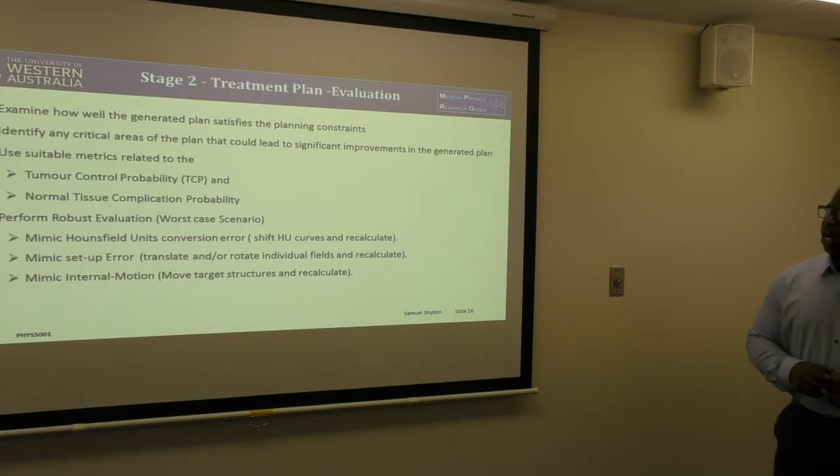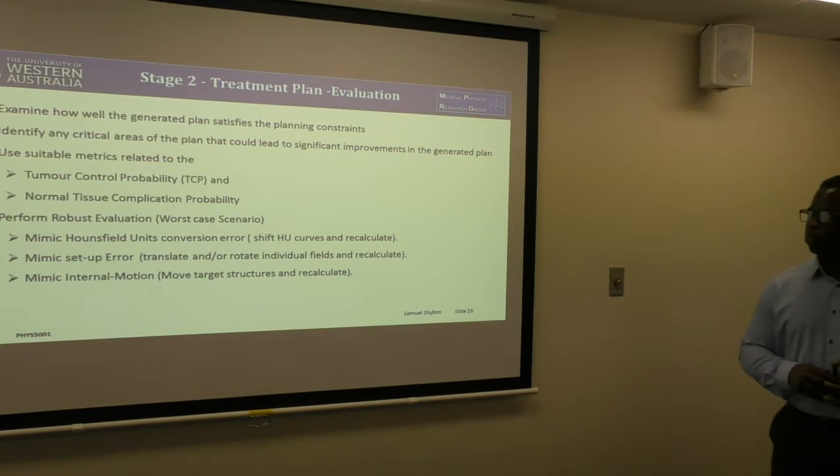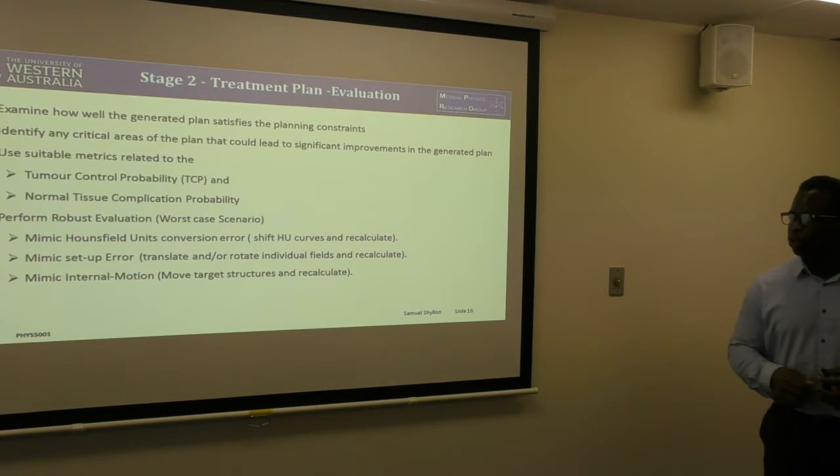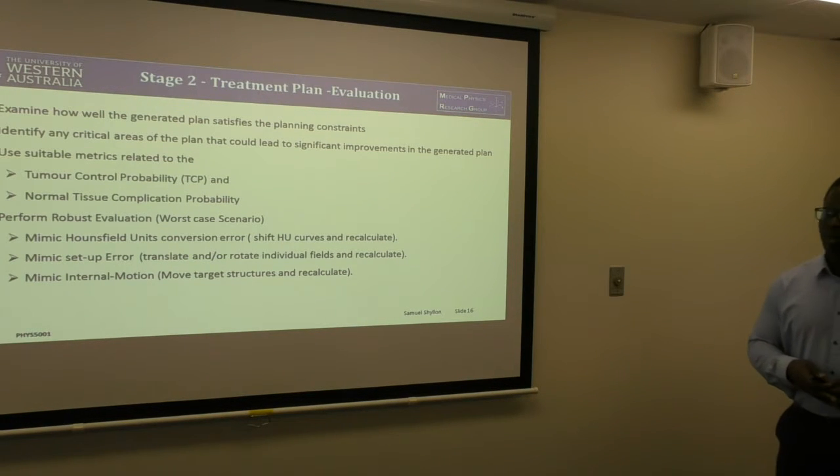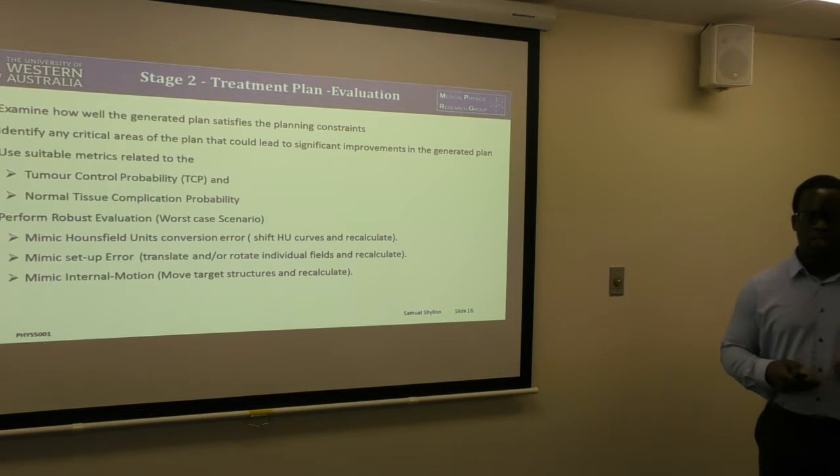This will be done by using suitable metrics related to tumor control probability and normal tissue complication probability. After this, a robust evaluation is performed where errors due to setup, internal motion, and the range are simulated using a worst case scenario. The plan is to compare the simulated dose distribution with the planned dose distribution to see what the difference is, which will give an indication of the robustness of the treatment plan.